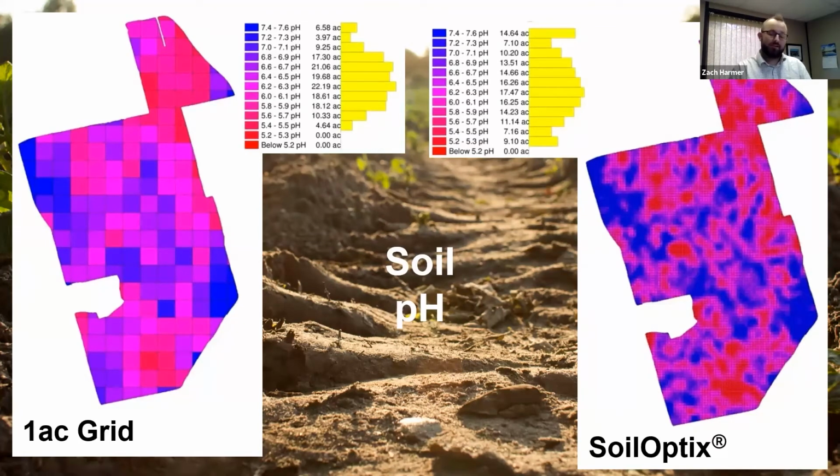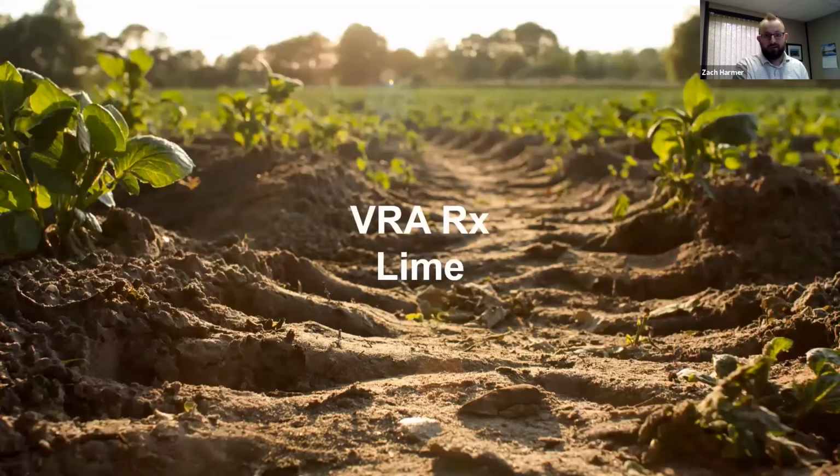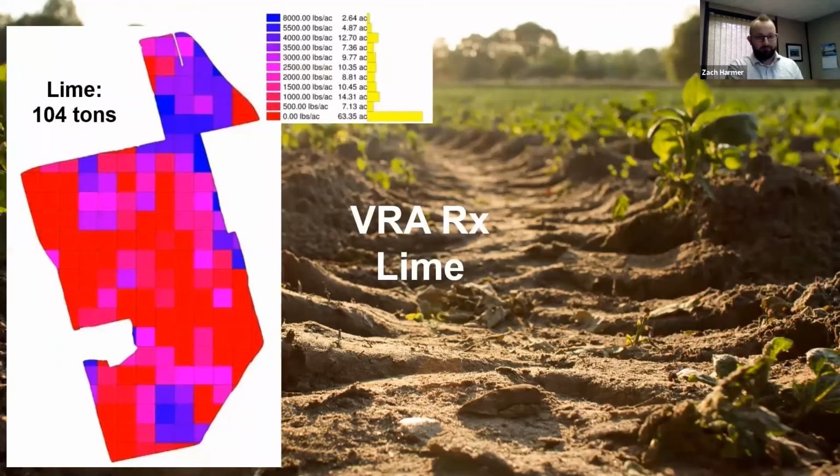But how do we then translate this into an actual field application, right? The so what? So when we look at that 1 acre grid, and we applied this application management decision or prescription here, we could see that we're about 104 tons of lime total, ranging anywhere between about 0 pounds to the acre, roughly up to about 8,000 pounds.